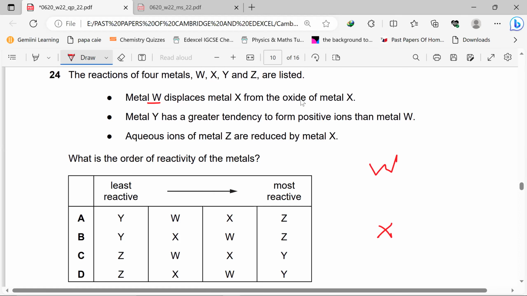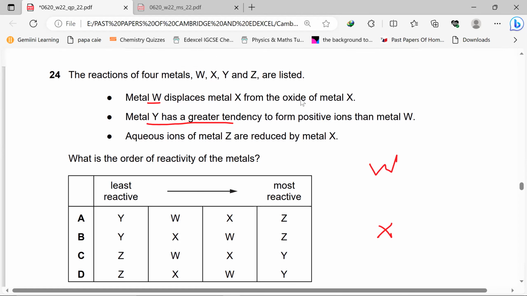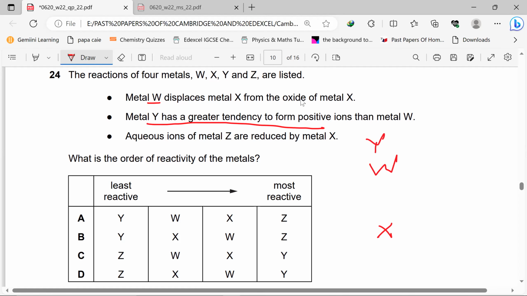Metal Y has a greater tendency to form positive ions than metal W. So Y must be higher than W, because the more reactive the metal is, the more easily it can lose electrons and form positive ions. So Y is more reactive than W for sure. Aqueous ions of metal Z are reduced by metal X.